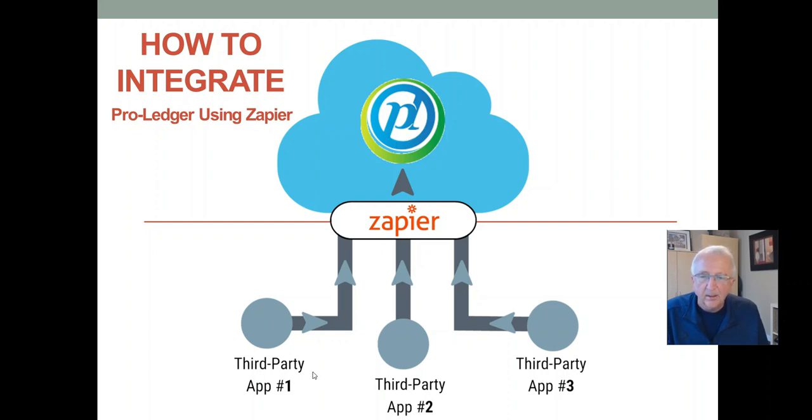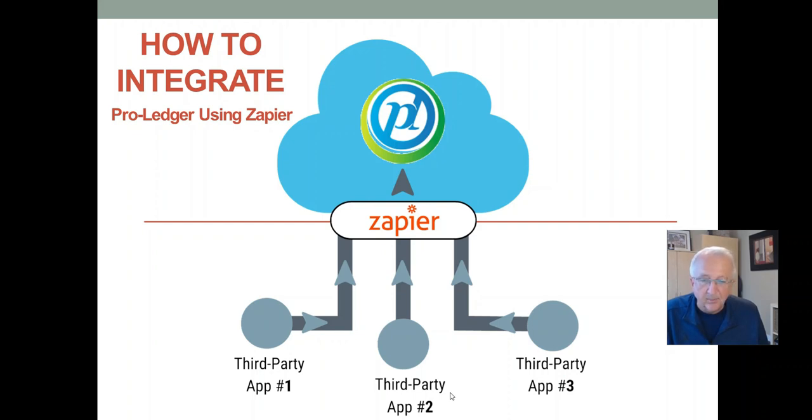For example, let's say you have a PayPal account that collects the money when you sell something online. Normally, you might have to make a manual bookkeeping entry in Pro Ledger whenever that happens. But with Zapier, you can create a script, or a Zap, as they call them, where it'll grab the PayPal transaction and process it as a bookkeeping entry in Pro Ledger.